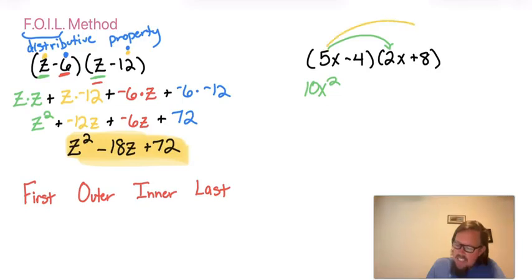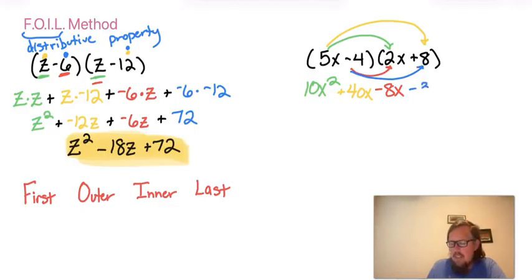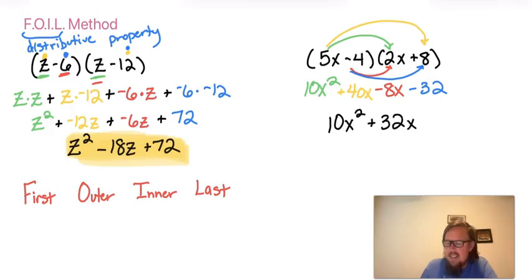Outside are 5x and 8, which is going to give us 40x. The inner or inside terms are negative 4 and 2x. So we do negative 4 times 2x, which is negative 8x. And then L for last, negative 4 and 8 are the last terms, and negative 4 times 8 is negative 32. My God, those arrows look just like the distributive property, don't they? And then we combine our two terms in the middle. 40x minus 8x is 32x.